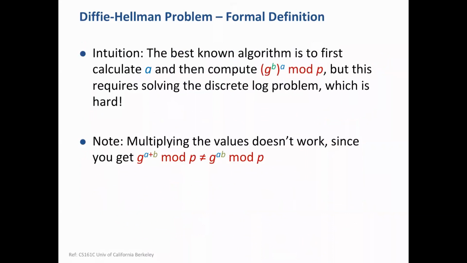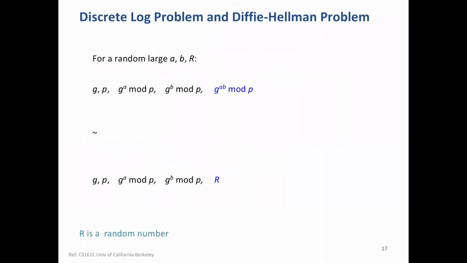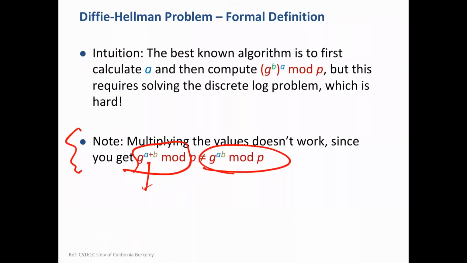So all this we have already discussed. If Mallory in between gets g raised to the power a mod p and g raised to the power b mod p, she cannot generate g raised to the power ab mod p. All she can generate is g raised to the power a plus b mod p, which is not the same as g raised to the power ab mod p. Any question up to this point?